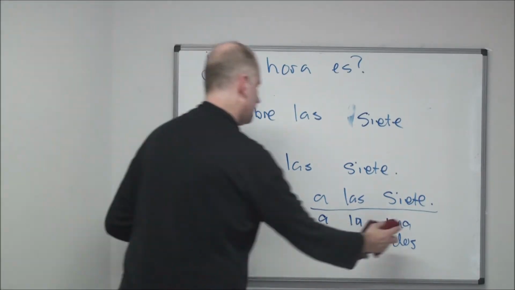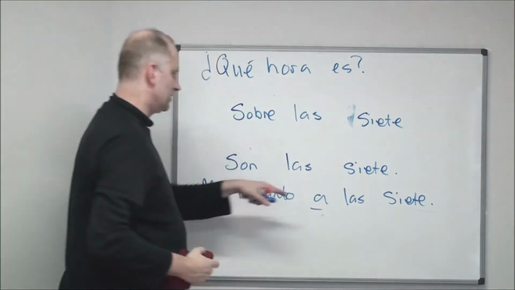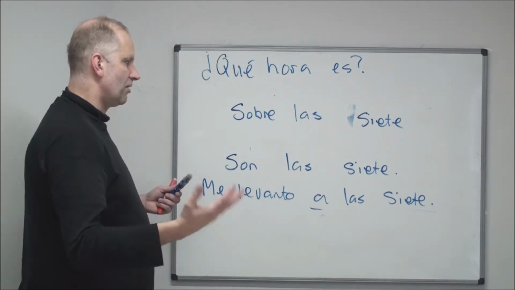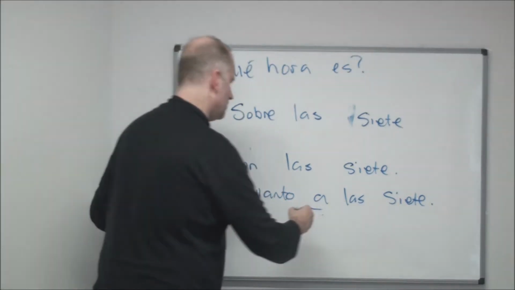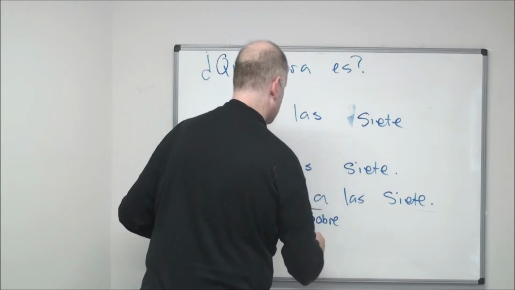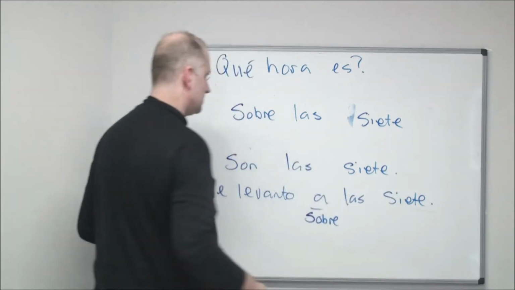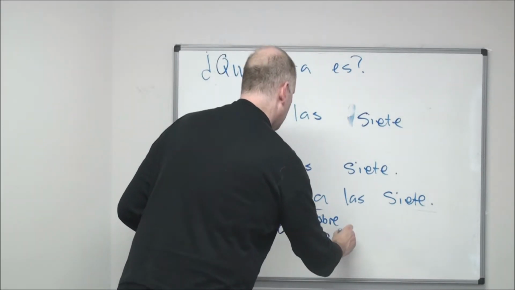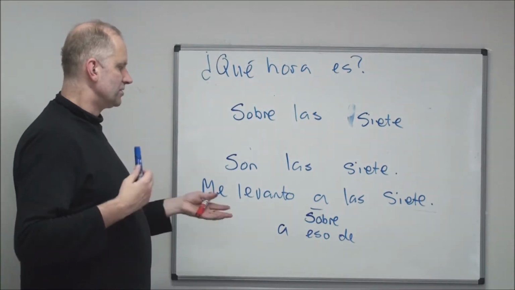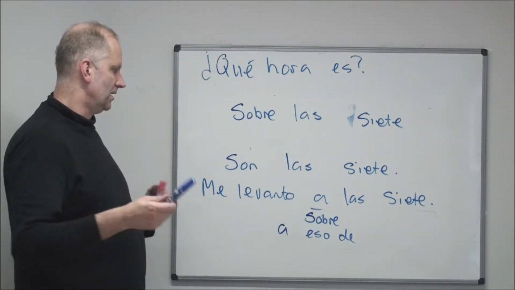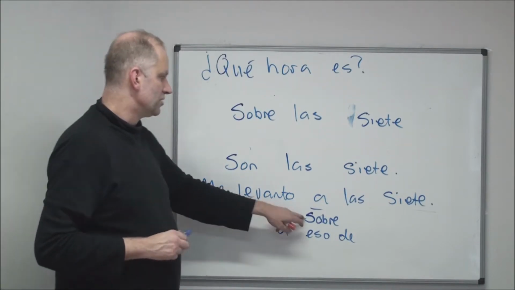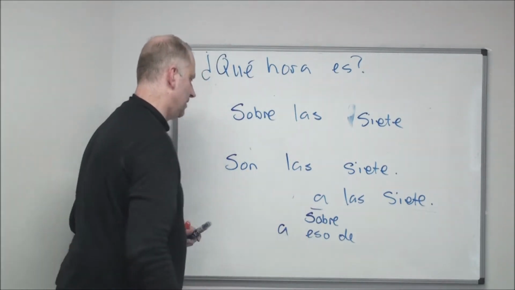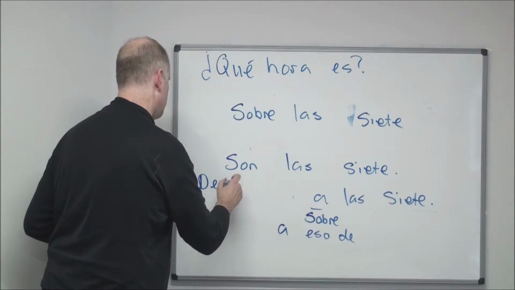So if you want to say something like, I get up at 7 o'clock, me levanto a las siete. But let's look at saying you get up around about 7. Me levanto sobre las siete. So we don't say a, we say sobre las siete. Or we can also say a eso de. I suppose it's just to avoid repetition, it's good to vary it a bit.